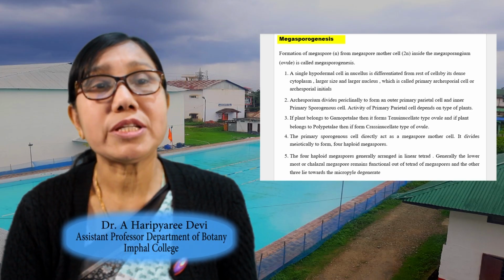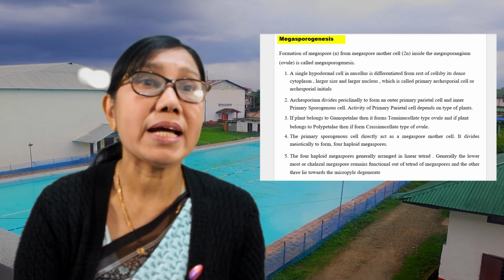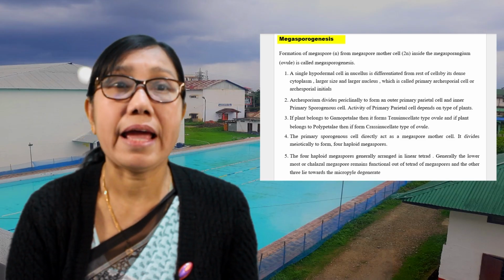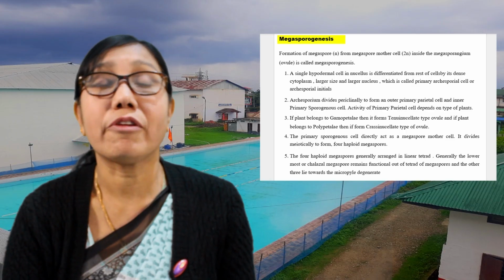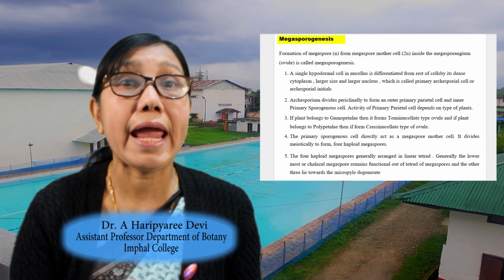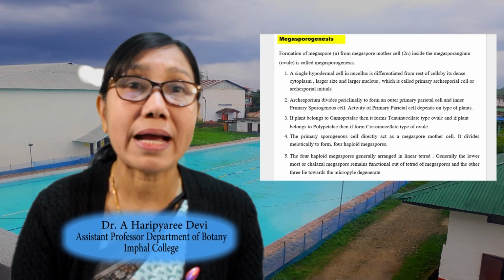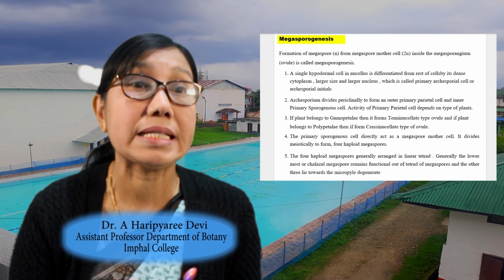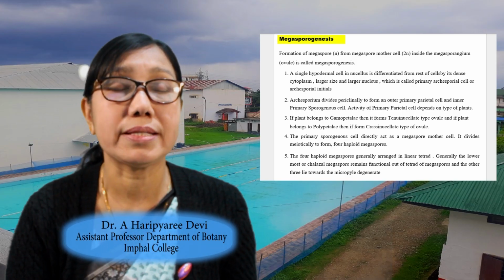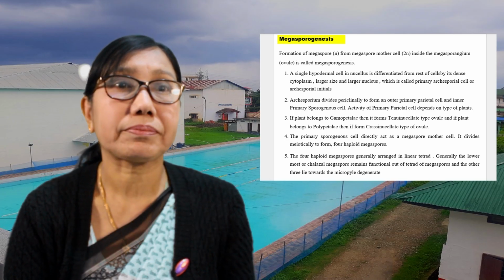Let's explain megasporogenesis. I have already told you it is the formation of the haploid megaspore, n, from the diploid megaspore mother cell, and this takes place inside the megasporangium. What is the megasporangium? It is nothing but the ovule, and the whole process is known as megasporogenesis. How does it happen? Let's discuss it.